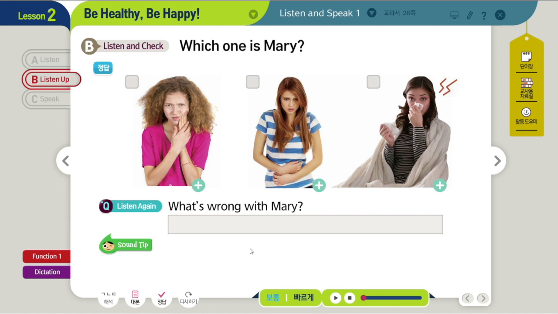Okay, listening to the dialogue again, we will find out which one is Mary. We have to listen. What is wrong? If we know what is wrong with Mary, we can find Mary. Let's listen one more time.